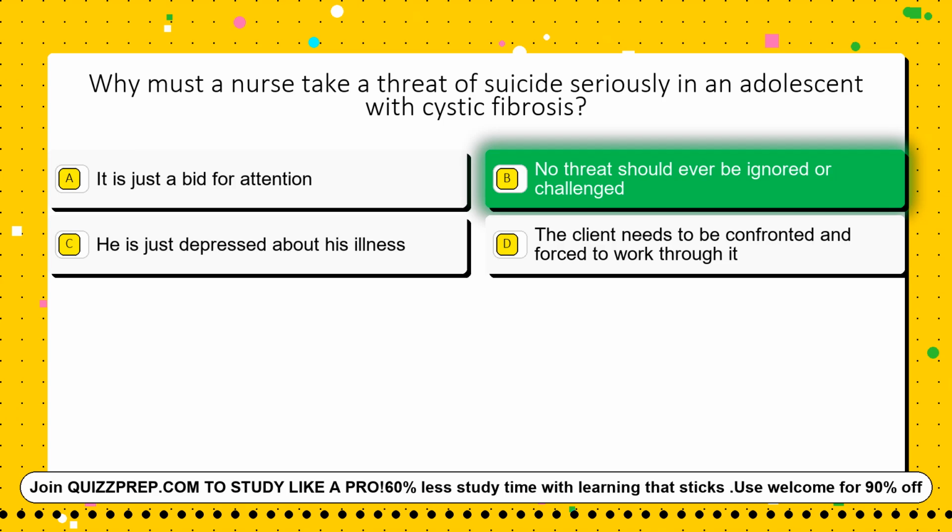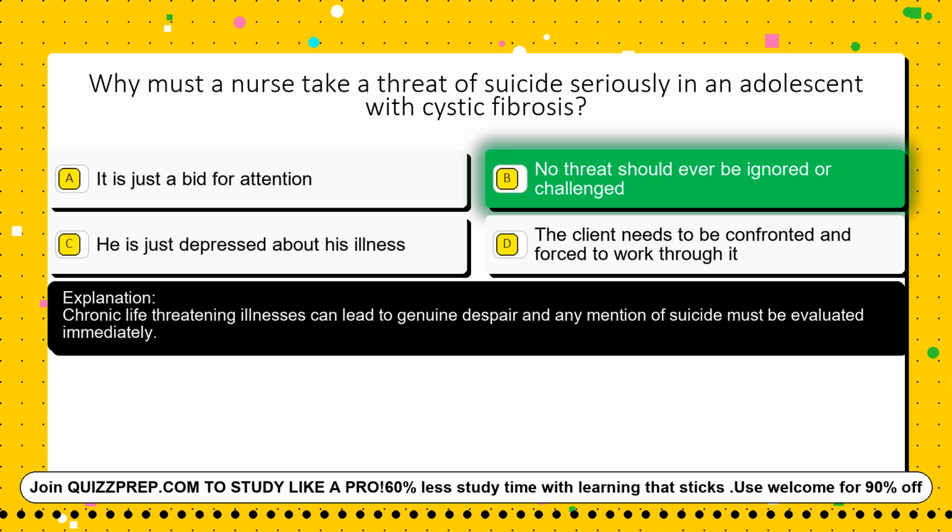The correct answer is option B. No threat should ever be ignored or challenged. Chronic life-threatening illnesses can lead to genuine despair, and any mention of suicide must be evaluated immediately.